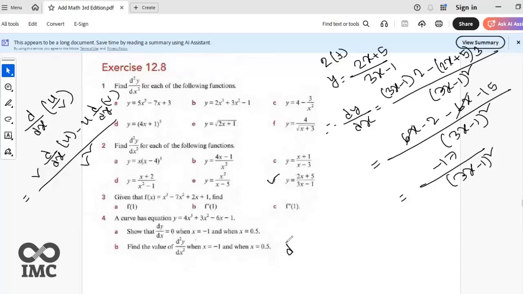Now we need to differentiate this one again. d square y by dx square. That means differentiate this one with respect to x again. Then what will we get?